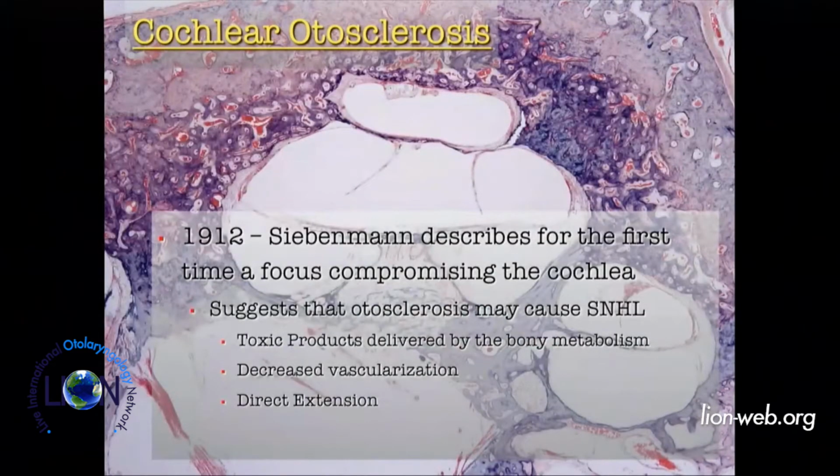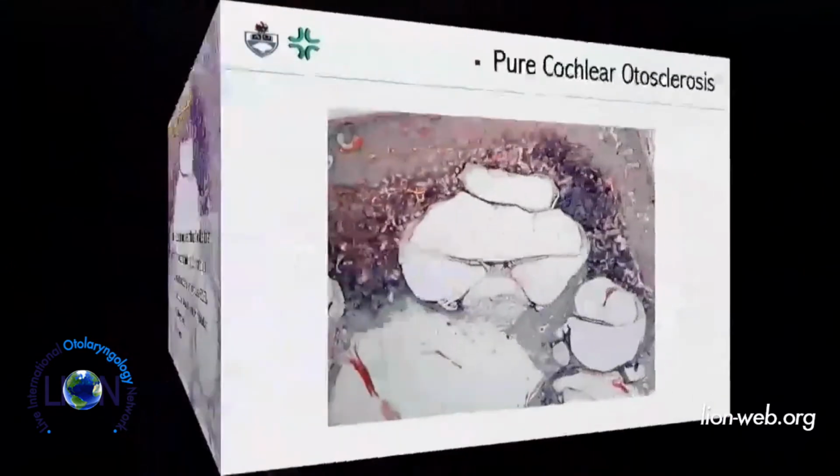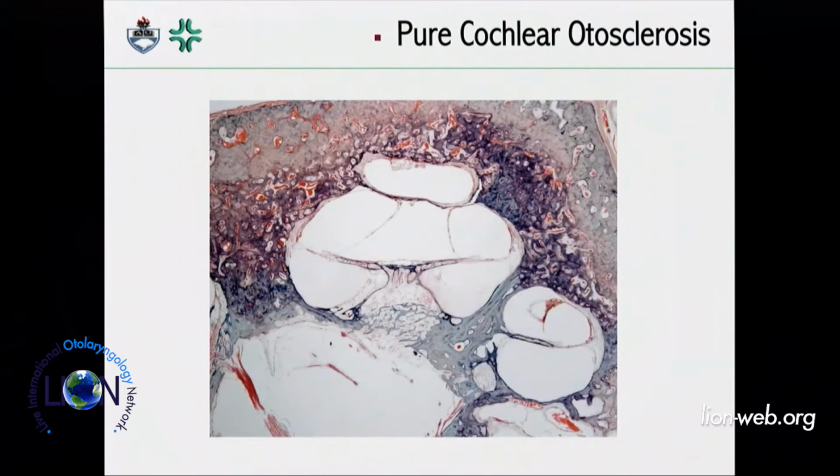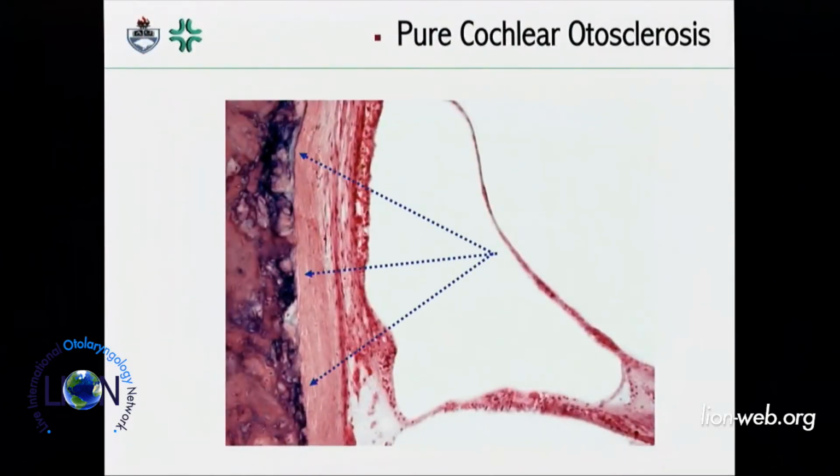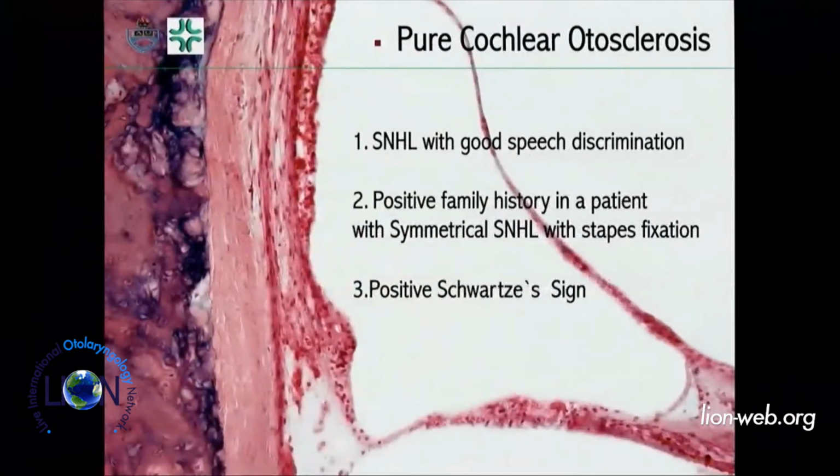And sometimes you can have pure cochlear otosclerosis. There is a big discussion about that, but Selaimen describes for the first time a focus compromising only the cochlea and suggests that otosclerosis may cause sensorineural hearing loss through different mechanisms. So we have here pure cochlear otosclerosis distorting the anatomy of the apical turn here, and also with endolymphatic hydrops here. Probably there is an association here of otosclerosis and Meniere's disease, in this case, syndrome. So what happens is the focus of otosclerosis is going to involve the spiral ligament and maybe the stria vascularis, creating conditions to generate pure sensory hearing loss.